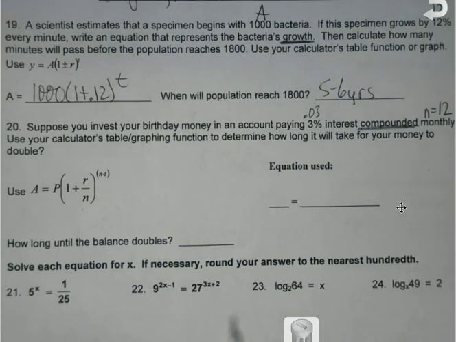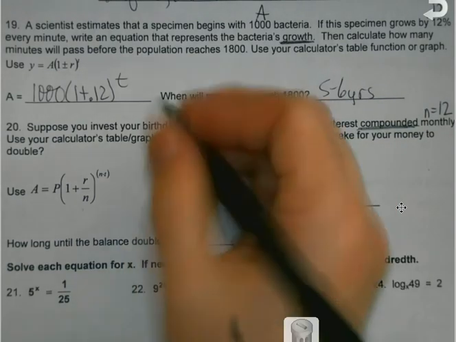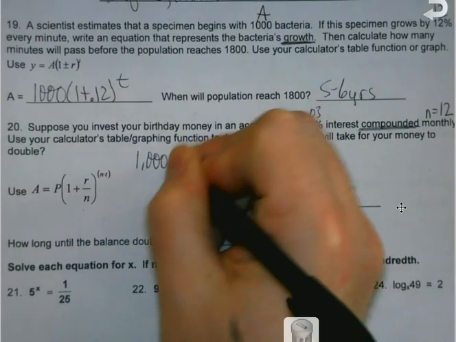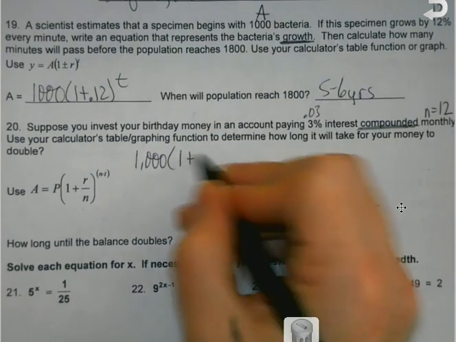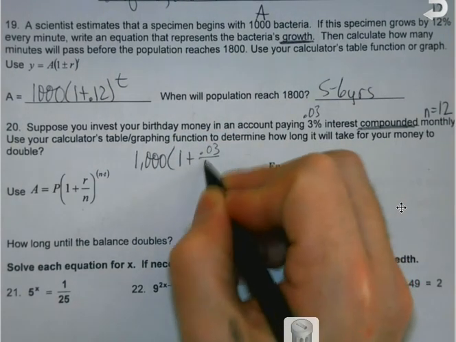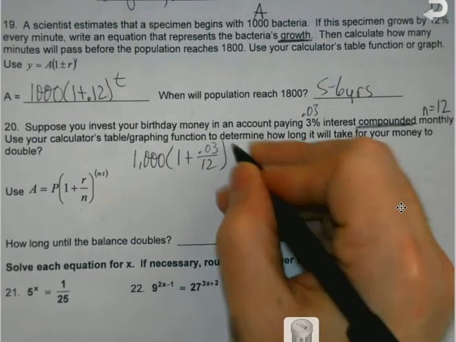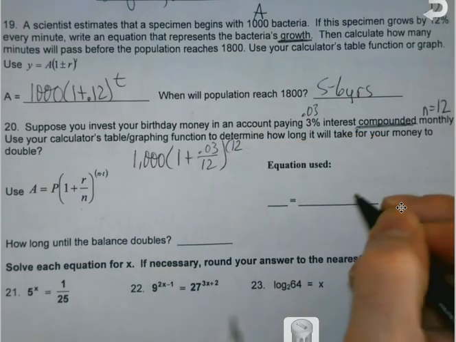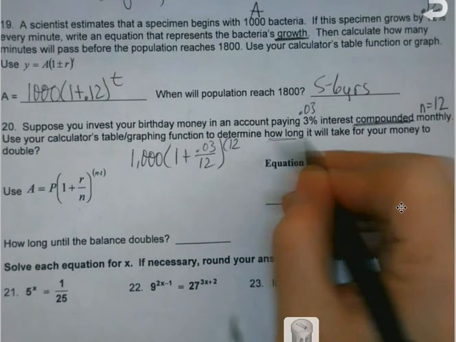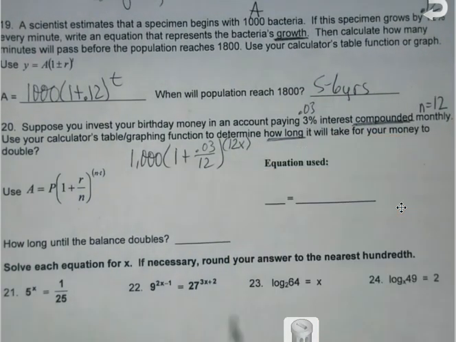If you want to be a millionaire at your birthday, you go for it. I just use 1,000 on everything, even though I never got $1,000 for a birthday, but that's a different story for a different time.